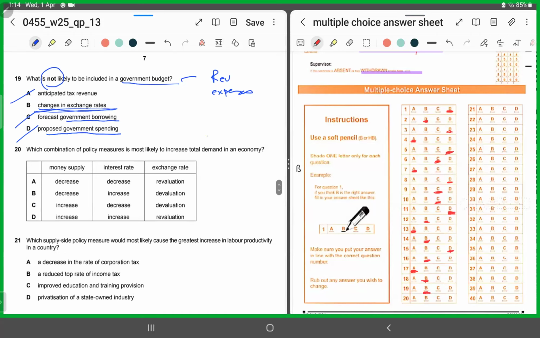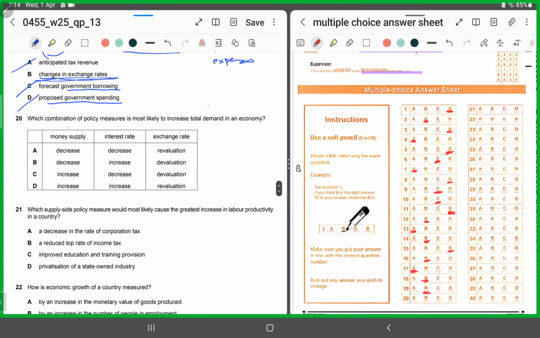Moving forward. MCQ number 20. Which combination of policy measures is most likely to increase total demand in an economy? So if you want to increase aggregate demand, what should you do? Money supply should increase. Why? Because you're talking about expansionary monetary policy. So look at options where increase is written under money supply. It's in C and D. So chop A and B at the moment because they're both talking about decrease.